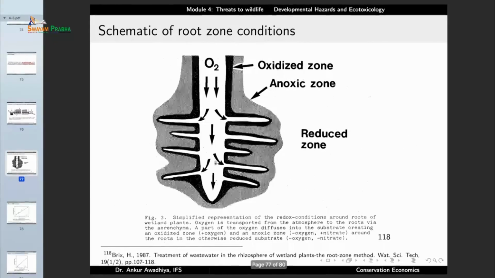If you look at the root zone, there is an oxidized zone and there is an anoxic zone around these roots. Now, this reduced zone will be reducing the organic compounds, the oxidized zone will be oxidizing the organic compounds. Now, because of this oxidation and reduction reactions, what will happen is that a majority of the organic compounds that are there in the wastewater will be acted upon, they will be treated. And once they are treated, now the water is safe to be removed and released into the environment. Otherwise, all of these chemicals would have had a toxic impact or a negative impact on the ecology.